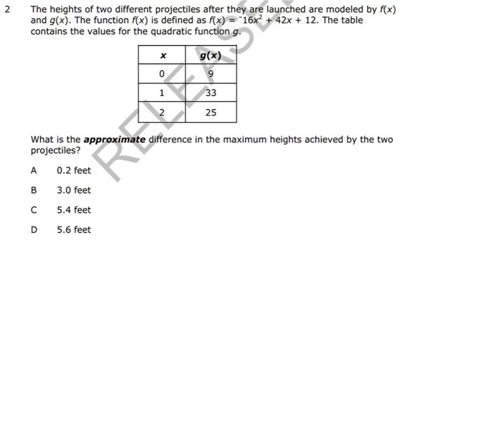Number 2. The heights of two different projectiles after they are launched are modeled by f of x and g of x. The function f of x is defined as f of x is equal to negative 16x squared plus 42x plus 12. The table contains the values for the quadratic function g. What is the approximate difference in the maximum heights achieved by the two projectiles?